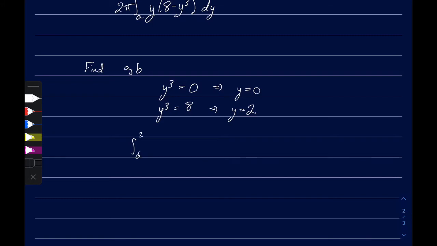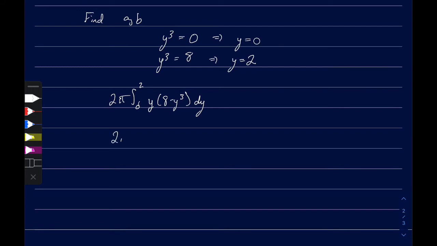Okay, so now we're integrating from 0 to 2 of y times (8 minus y cubed) dy, and we'll stick that 2 pi on the outside. So we have 2 pi, integral from 0 to 2, 8y minus y to the 4th, dy, which is going to be 2 pi times 4y squared minus y to the 5th over 5, from 0 to 2.